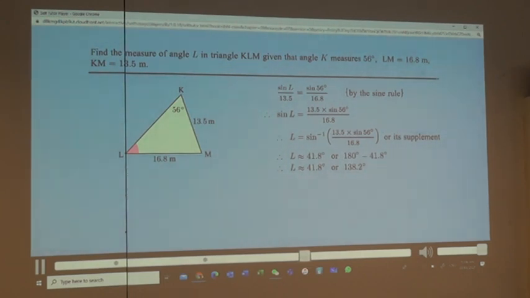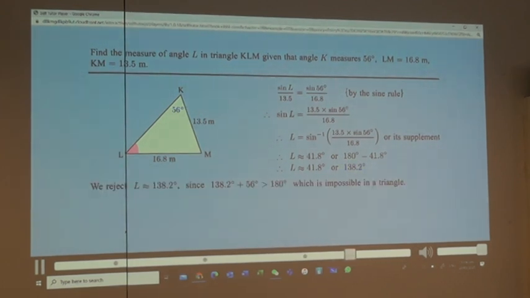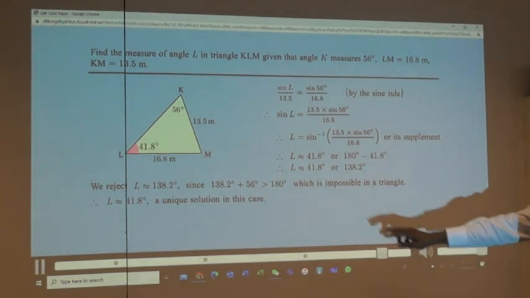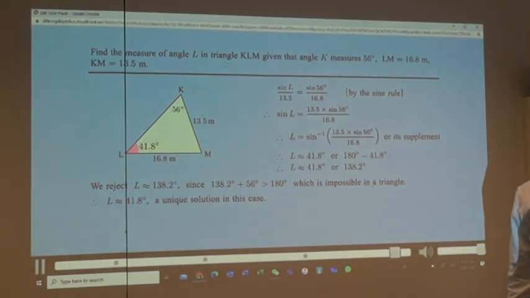In this case, the other known angle of the triangle is 56 degrees. If we add that to 138.2 degrees, we exceed 180 degrees. This is impossible for a triangle, so we have to reject 138.2 degrees as a possible solution. The unique solution for the angle L is about 41.8 degrees. There is only one triangle which satisfies the conditions in this problem.